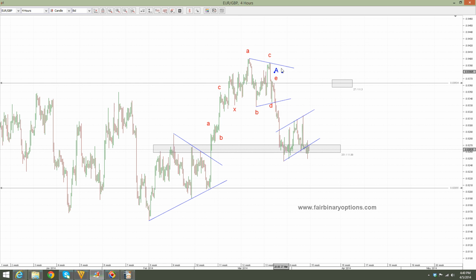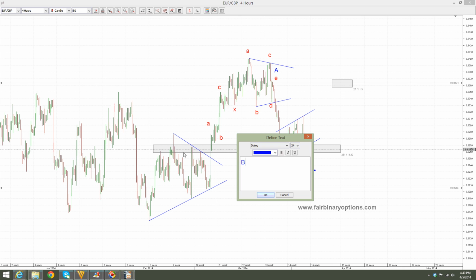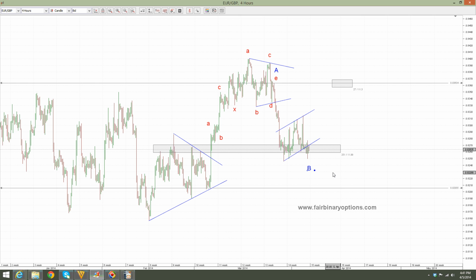So what I would say is that this is a B wave that ended here. This whole move to be labeled of a lower degree to be labeled wave A, the B wave and the C wave, the X wave here, and then another A, B, C to the downside.